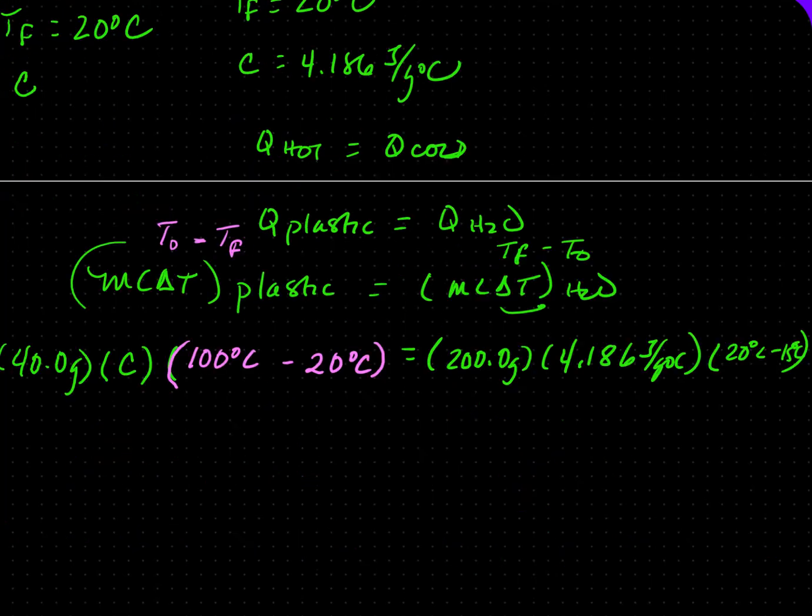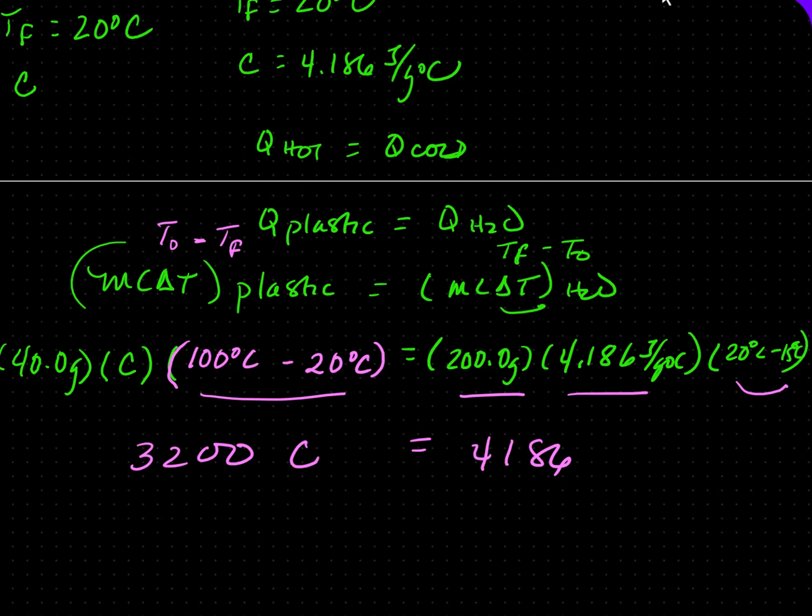We're going to simplify the right side. First, we're going to do the work in the parentheses, so 20 minus 15. Then we're going to multiply by 200 and 4.186 and give 4,186. On the opposite side, we are going to do the parentheses work first. So 100 minus 20 is 80 times 40 will give you 3,200 C. And we're going to divide both sides by 3,200. And C is going to equal 1.308 joules per gram degrees Celsius.